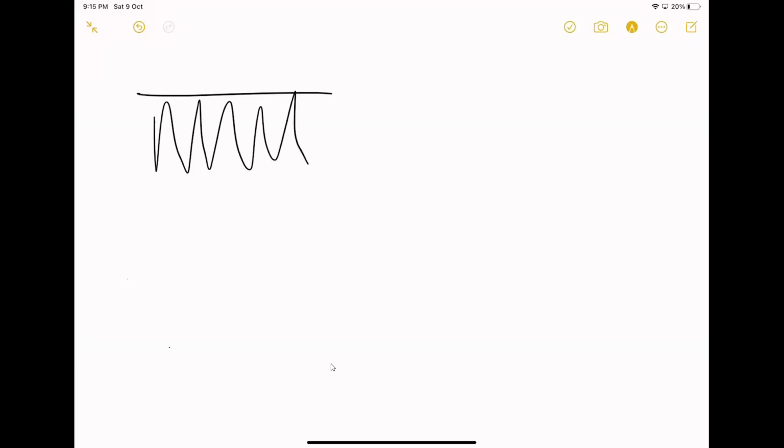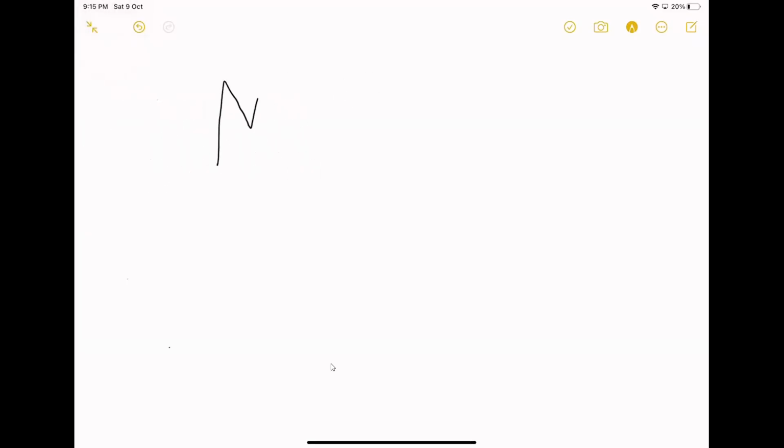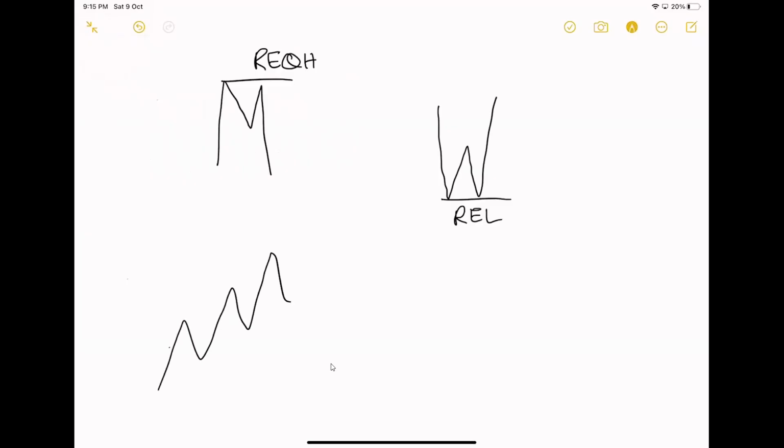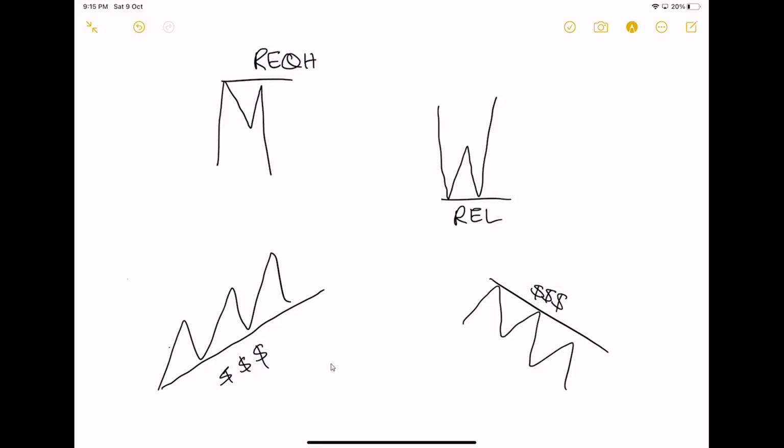here are the types of liquidity that we can see on the chart. You have relative equal highs. You have relative equal lows, right? Then you have trend line liquidity. Okay, so these are the four major liquidity pools that you actually have on a chart, right?